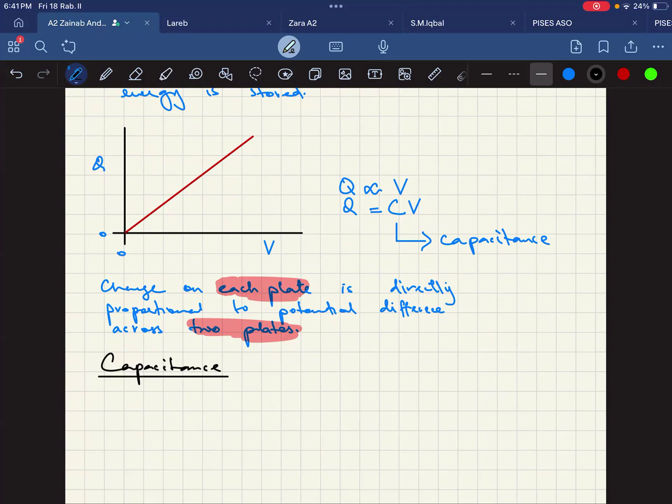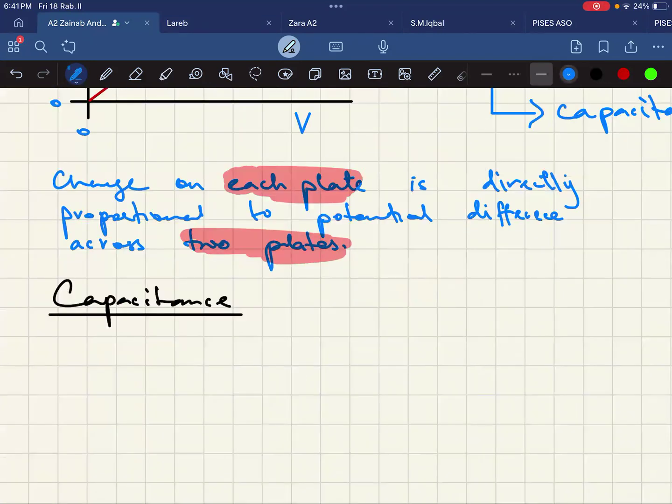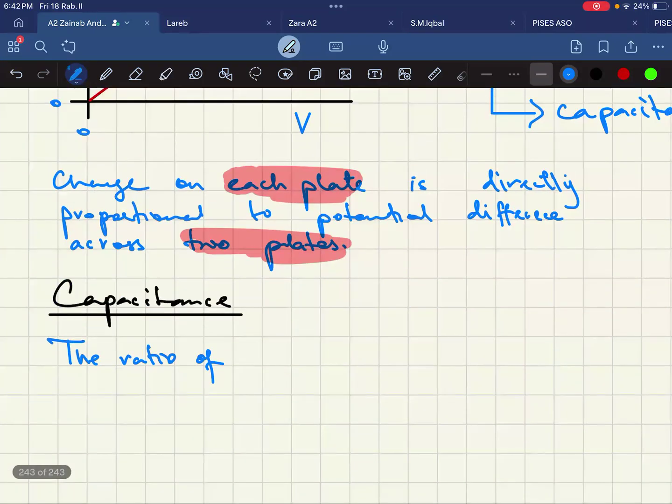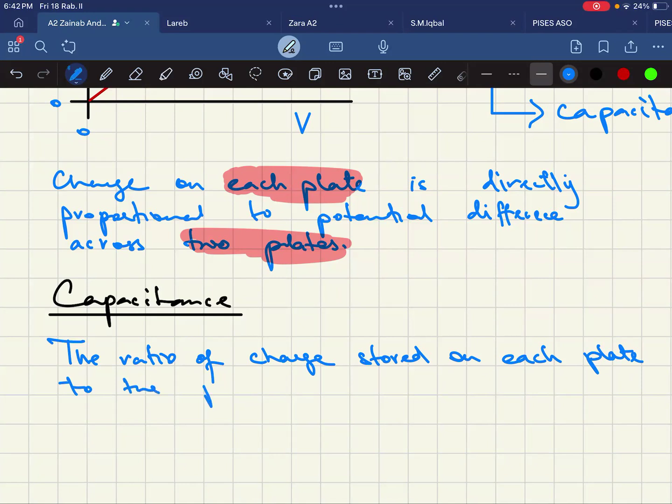Why 2 or 3 marks? Again, we need to explain every single symbol properly. We can say that the ratio gets you 1 mark. The ratio of Q upon C, Q upon V. Okay, so the ratio of charge stored on each plate to the potential difference across two plates.